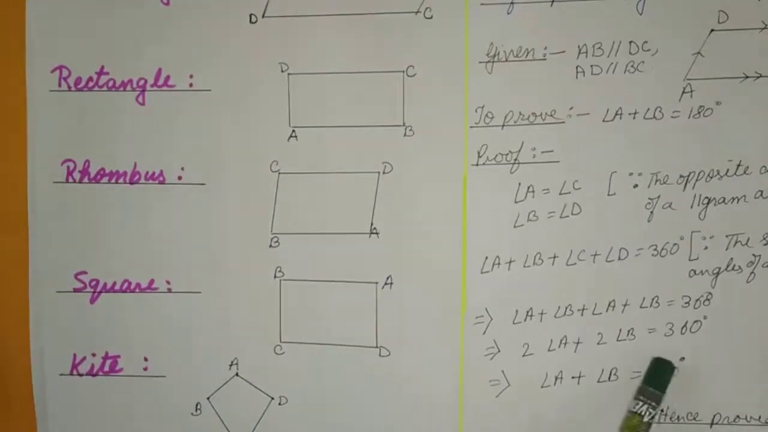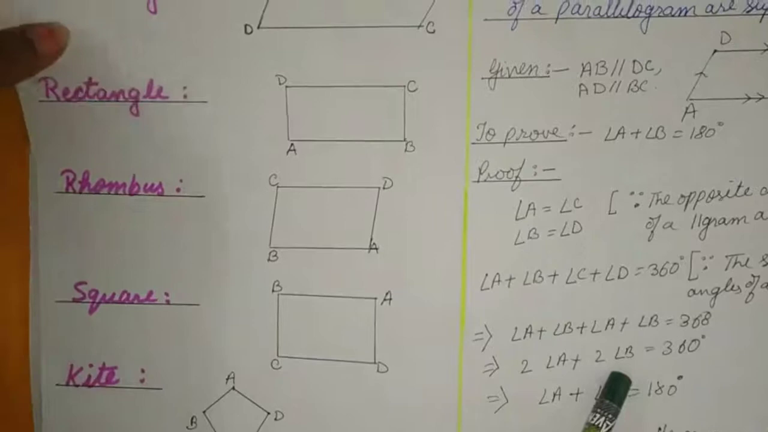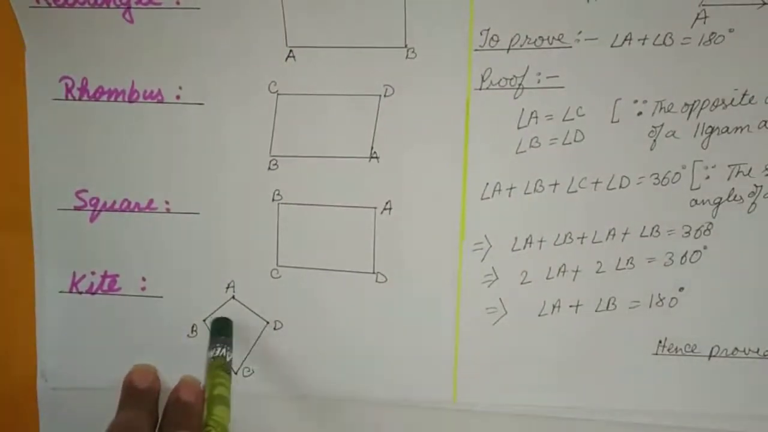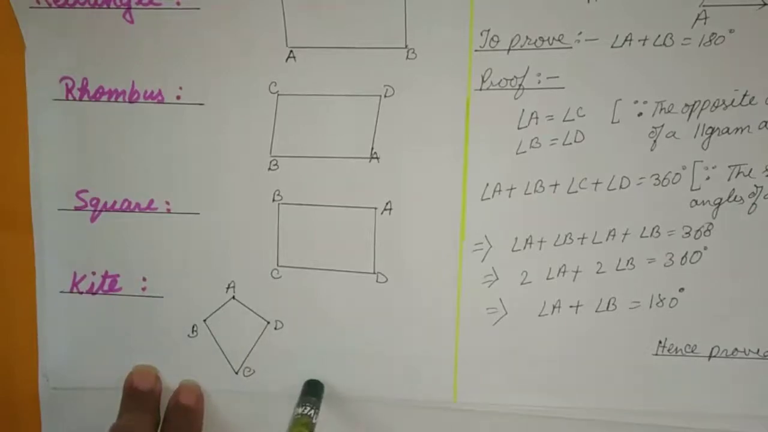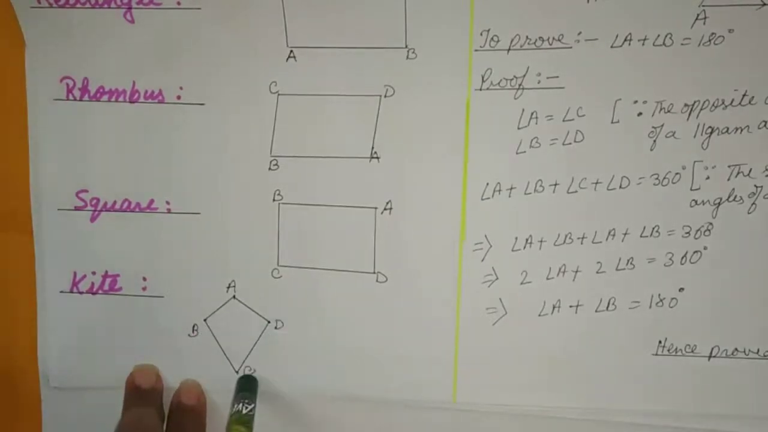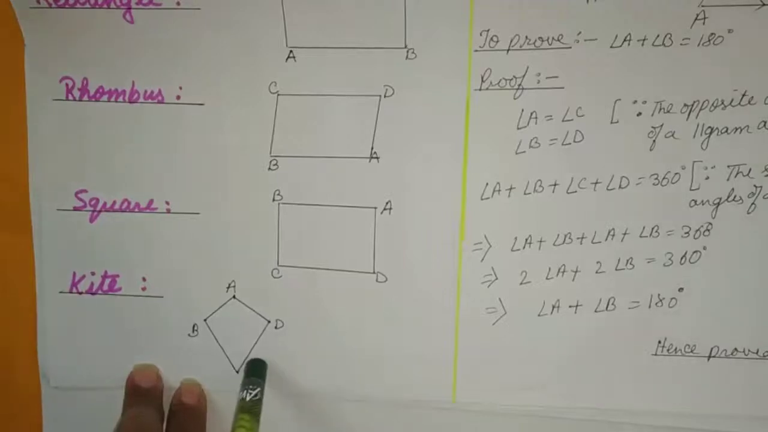Next comes a very common figure, that is a kite. Here you can see it's a regular four-sided closed geometrical figure with the adjacent sides equal, like AB and AD are equal, BC and CD are equal. So this is a kite shape, where adjacent sides are always equal.